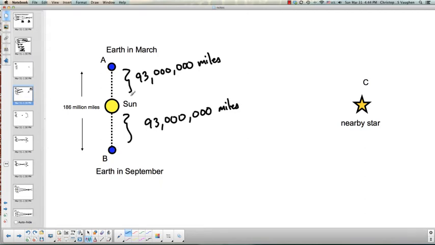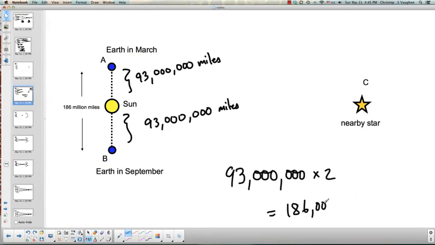If we take a radius of about 93 million miles for that circle, then we get a total diameter of the circle of 93 million times 2, which is 186 million. And that's the distance of my base here in this triangle. So now we're going to use that distance and look at a nearby star at different times in the year and see if we can figure out how far the star is from the Sun.